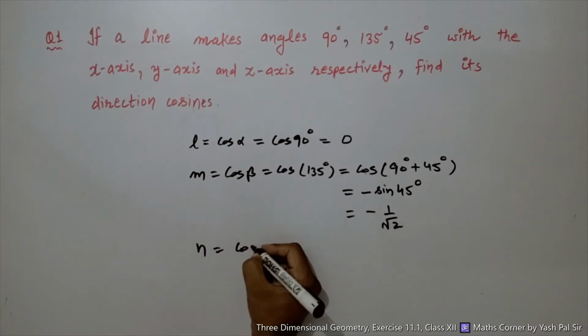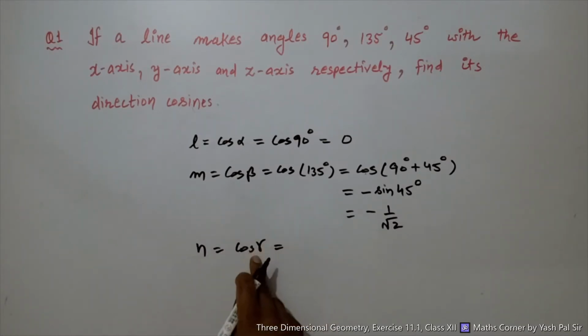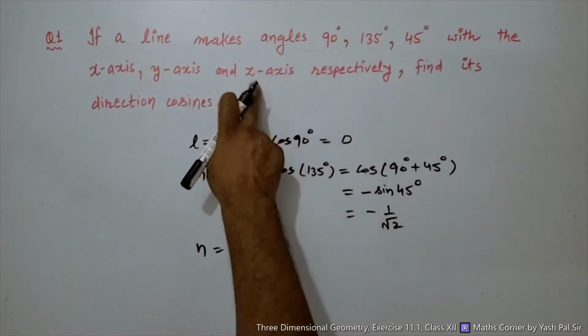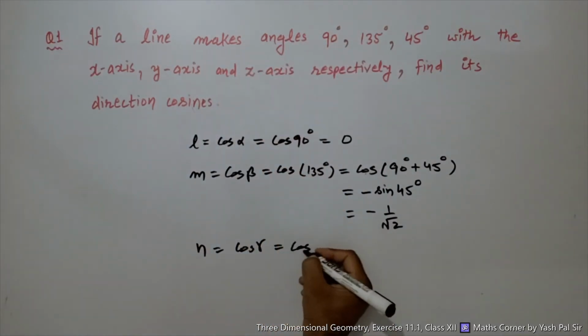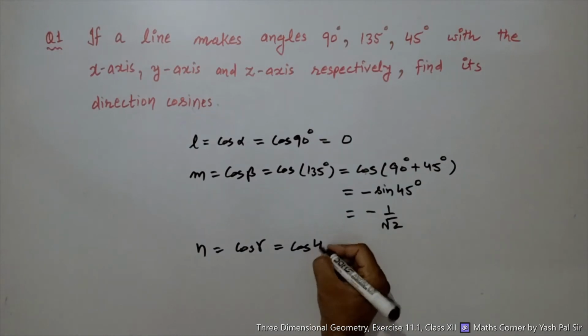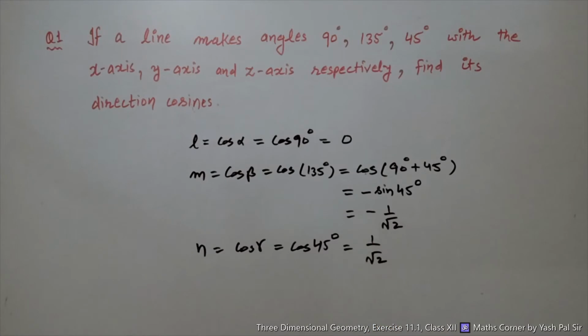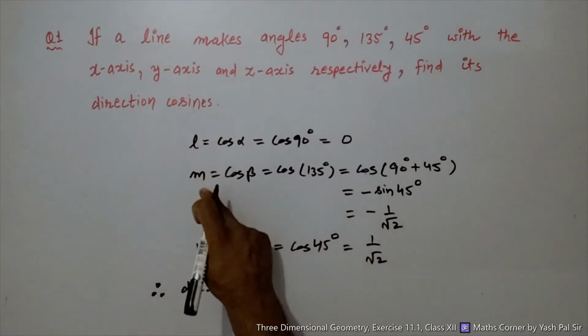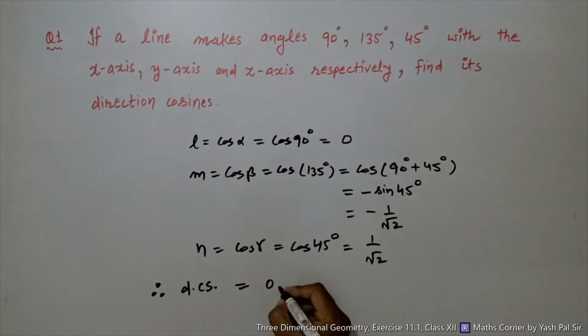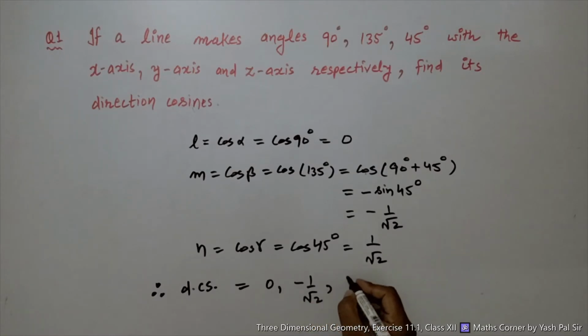Similarly, n is equal to cos of gamma. Gamma is the angle made by the line with z axis. So here the value of gamma is 45 degree. So this becomes 1 upon square root of 2. This way what we can see, direction cosines are equal to l, m, n, that is 0, minus 1 upon square root 2, 1 upon square root of 2.